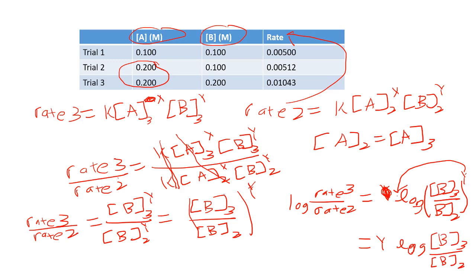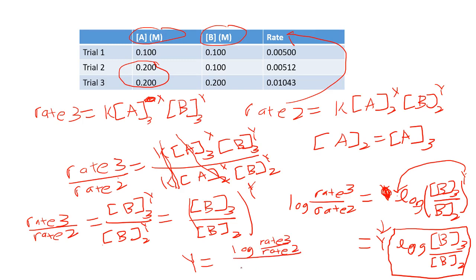So I'm going to take my log... where'd my pen go? It disappeared on my screen. There we go. So this log of rate 3 over rate 2, that's over here. We just need to divide by this term over here, because if we divide by this, then y will be left over, and we'll have it by itself. So we're going to get that y is equal to, in the numerator, log of rate 3 over rate 2, because that was on our left side. And then we're going to divide it by log of b3 over b2.